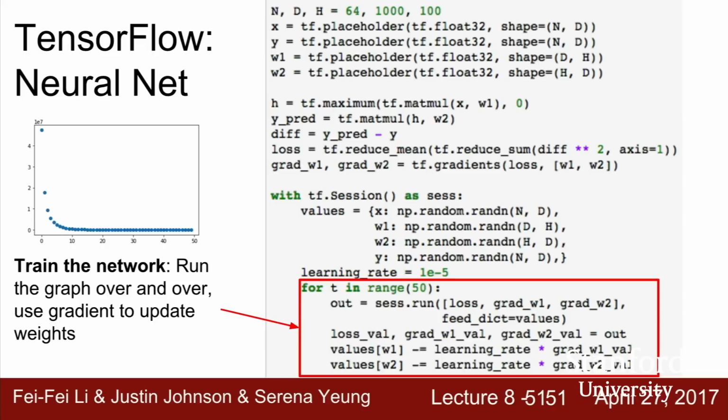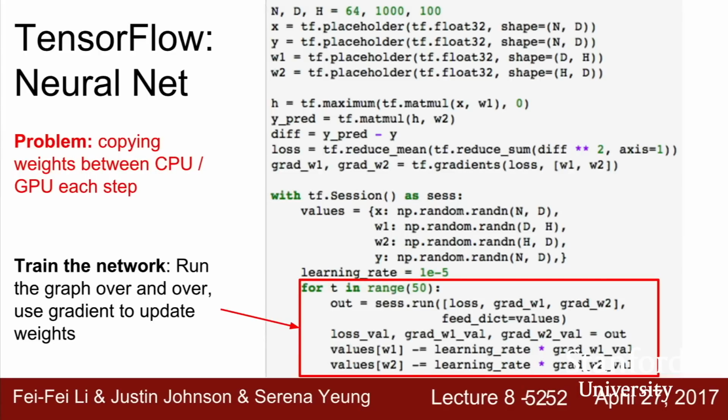If you actually run this code and plot the losses, you'll see that the loss goes down and the network is training, and this is working pretty well. So this is a super bare bones example of training a fully connected network in TensorFlow. But there's a problem here.